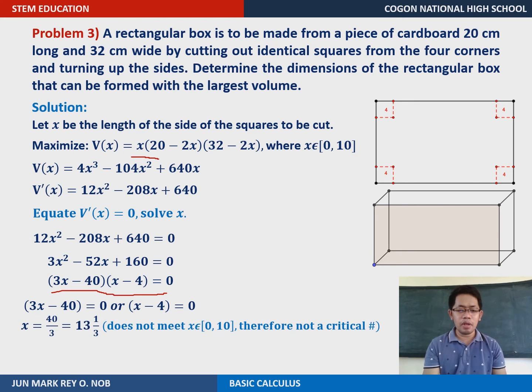Solving for x, we have 13 and 1/3, but take note, is 13 and 1/3 part of the desired value for our x? Obviously it's not, because it's actually outside the given closed interval. So therefore 13 and 1/3 is not actually a critical point to be considered. What about the other root? Okay, now is x equal to 4 part of the given interval?